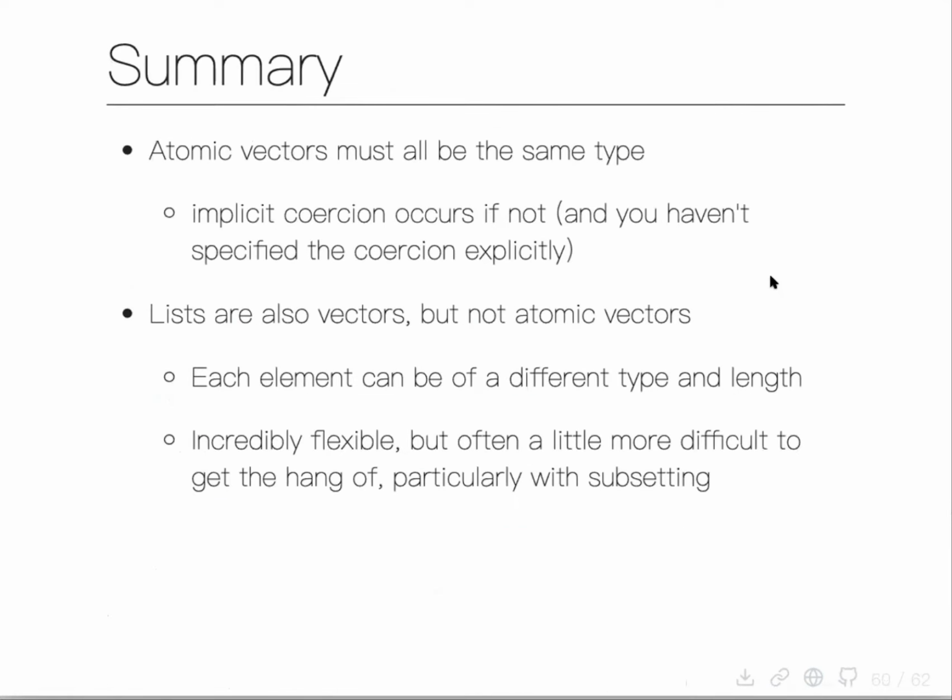So, final summary here: atomic vectors have to all be of the same type. And if they're not, then you're going to get implicit coercion, right? Atomic vectors also, I don't have this in here, but I should, are the building blocks for all sorts of other complex types, right? And that's usually with an attribute tied to the atomic vector. Lists are also vectors, but they're not atomic vectors. And each element can be of a different type, of a different length, etc. And they're super flexible because, again, you can have an element of the list be an entire data frame. And in fact, that's very regularly the case, okay?